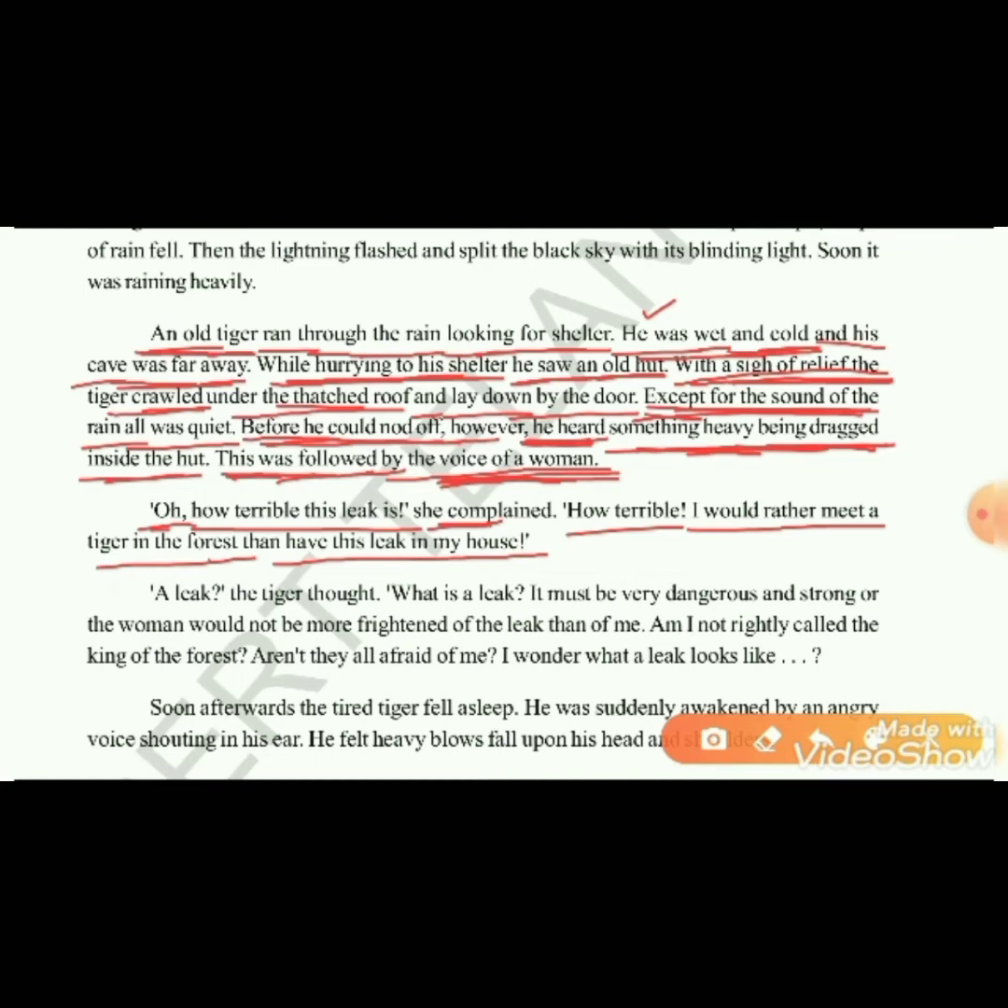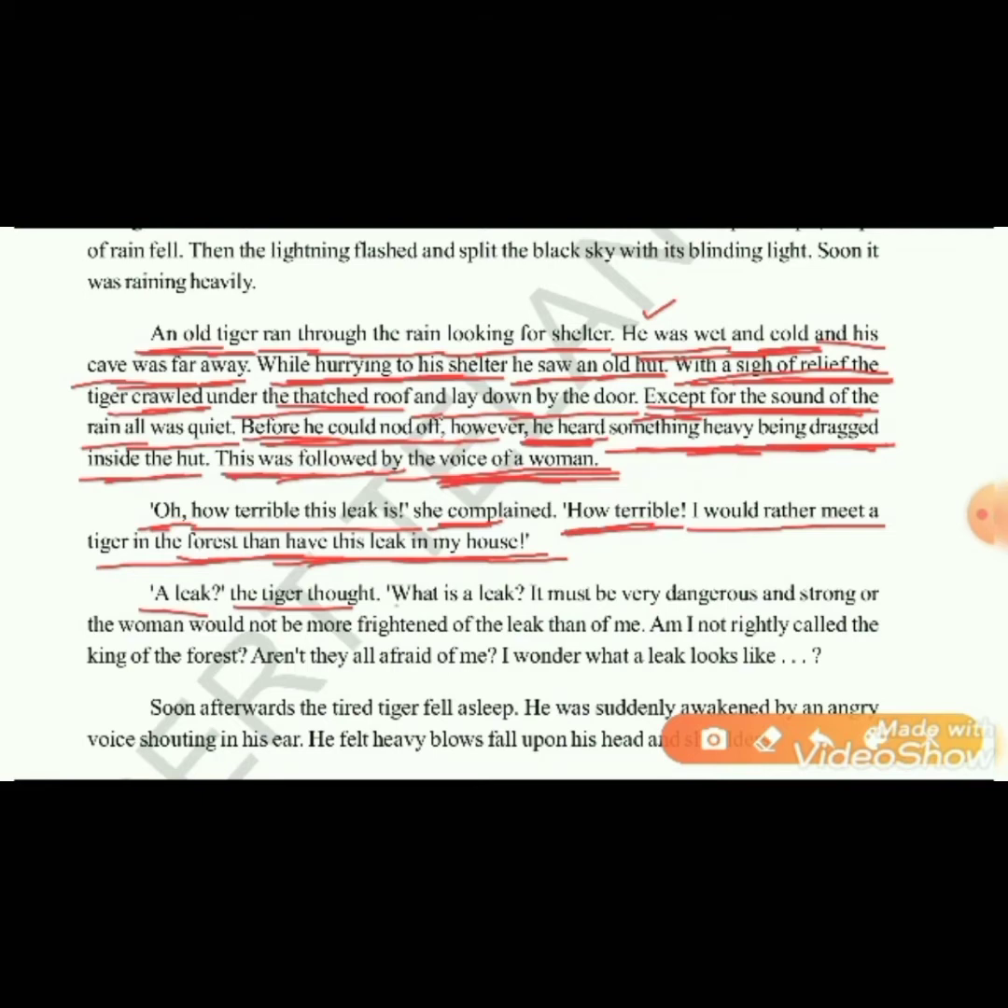What is the meaning of leak? Find out in your dictionary. How terrible this leak is. And she is comparing the leak with something. What was that? Tiger. She is telling, I would meet a tiger in the forest than have this leak. I don't want to have this leak, but I will live with a tiger so happily, so bravely, than living with this leak. What do you understand when the woman is saying this about the leak? She is underestimating the power of a tiger, right?